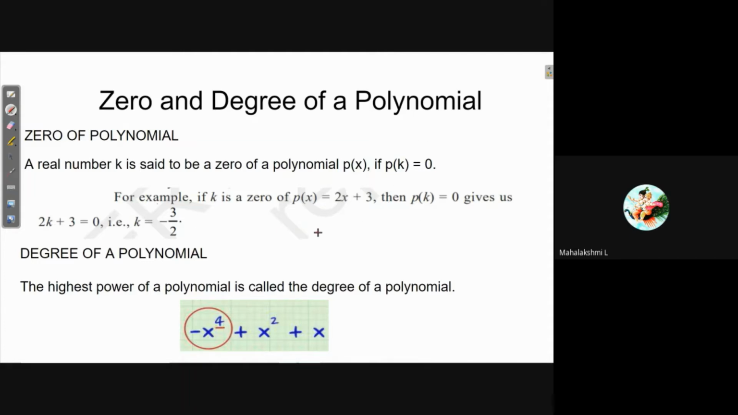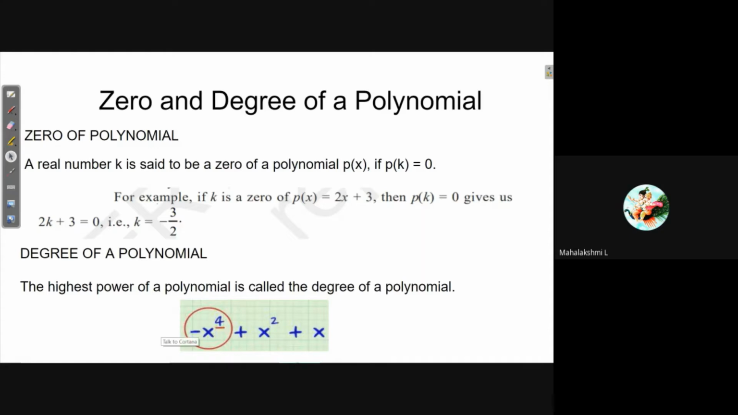How do you solve it? It's very simple. Equate 2x plus 3 to 0. Now when I shift 3, it will become minus 3 by 2, and then I'll get the value of x. So that will be the root of the equation or zero of the given polynomial.